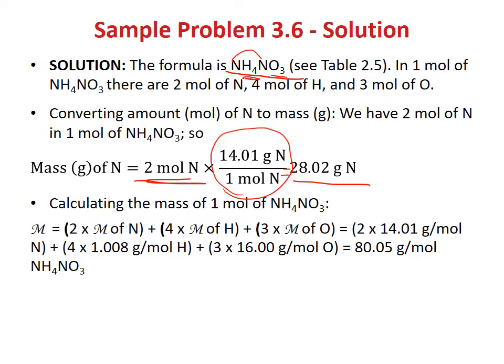So next, we need to calculate the mass of 1 mole of ammonium nitrate. And so we use 2 times the molar mass of nitrogen, 4 times the molar mass of hydrogen, and 3 times the molar mass of oxygen. Okay, so that gives you 80.05 grams per mole.